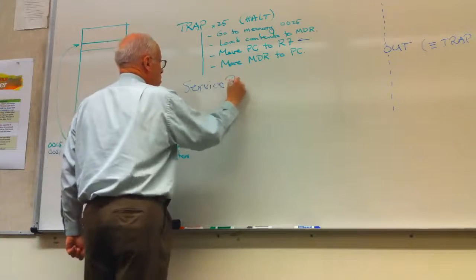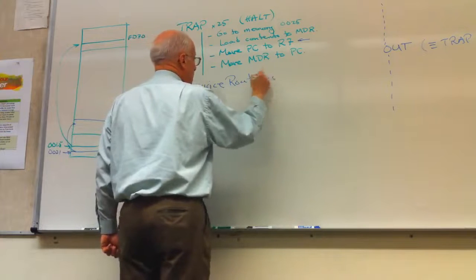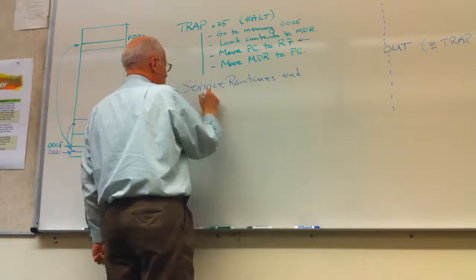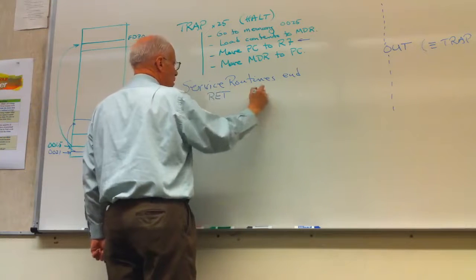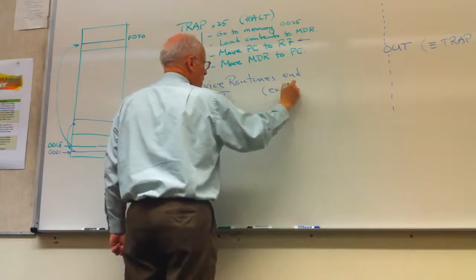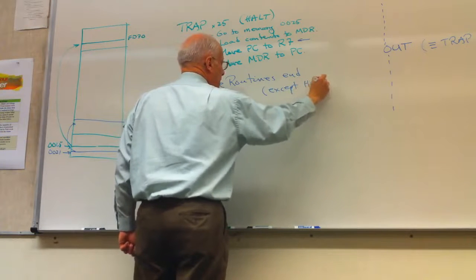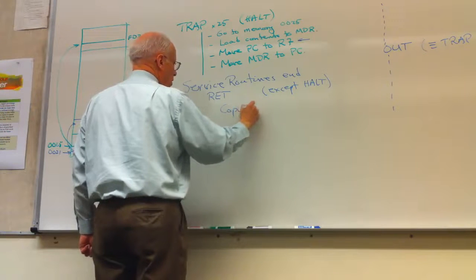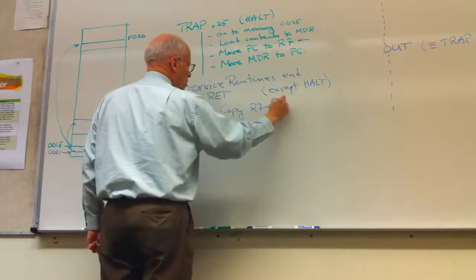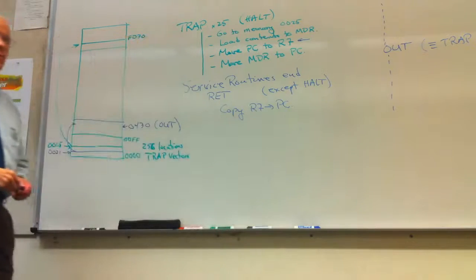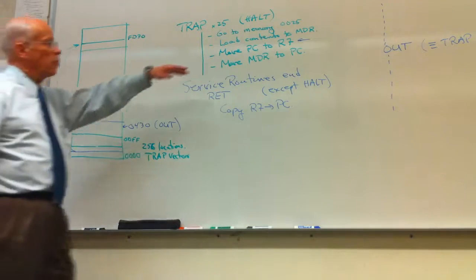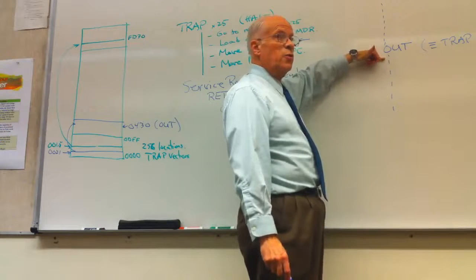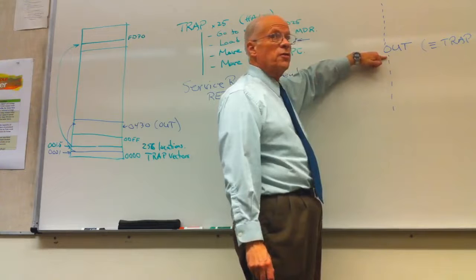The service routines end with a RET, except halt. And what does this do? Well, all it does is copy register 7 into the program counter, so that it gets back right where it left off. As it's executing this, the program counter contains the address of the next instruction.